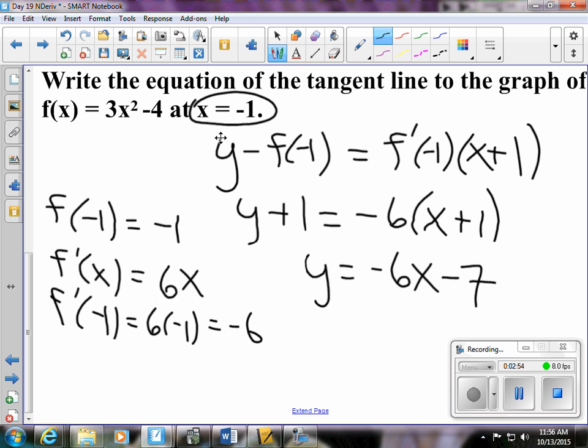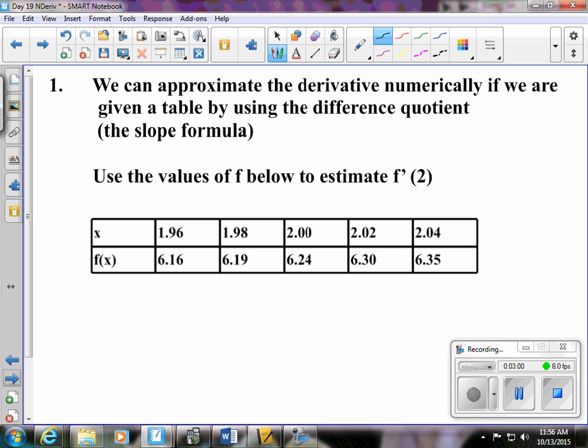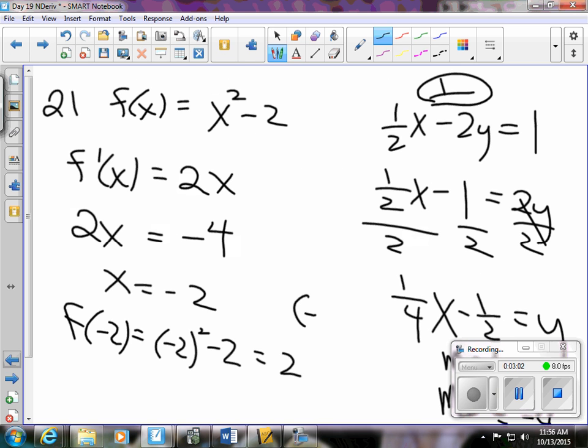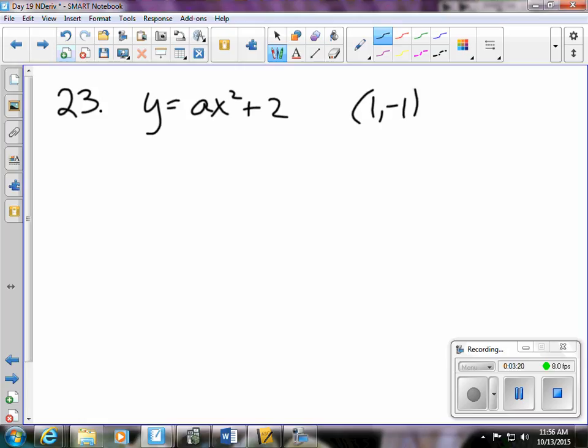Yes, Olivia. 23. I don't think I have that one. You're going to have to read that for me. Olivia, could you just read me the problem? And it was y equals ax squared plus 2? Okay. At 1, -1. Okay.